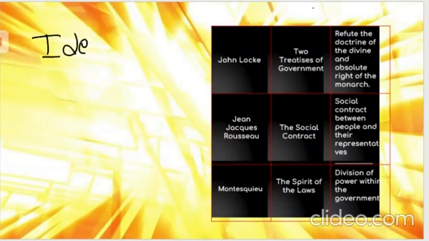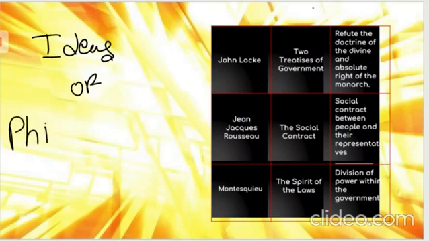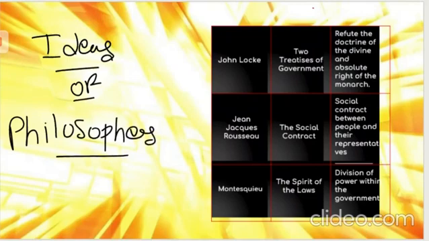Once this condition was going on, there were a few philosophers. So these are the ideas of different philosophers. There were three philosophers who gave their opinions and ideas. The first one was John Locke. John Locke wrote a book, Two Treatises of Government. What he said there is that he refused the doctrine of divine and absolute right of the monarch.